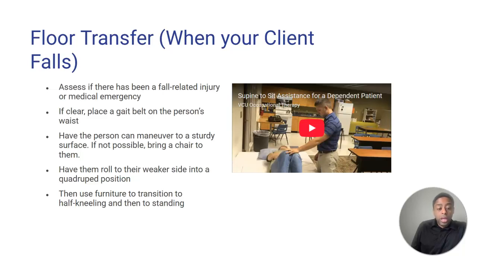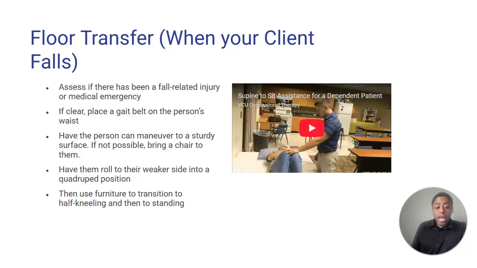In this case, what you'll have the person do is get into what's called the quadruped position by rolling onto the weaker side. Quadruped position is where you have the person on their hands and knees. Then you will bring a wheelchair close to them, or a chair close to them.